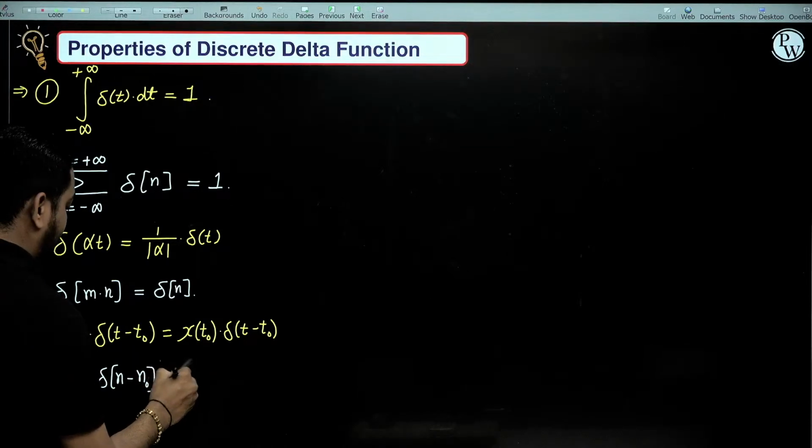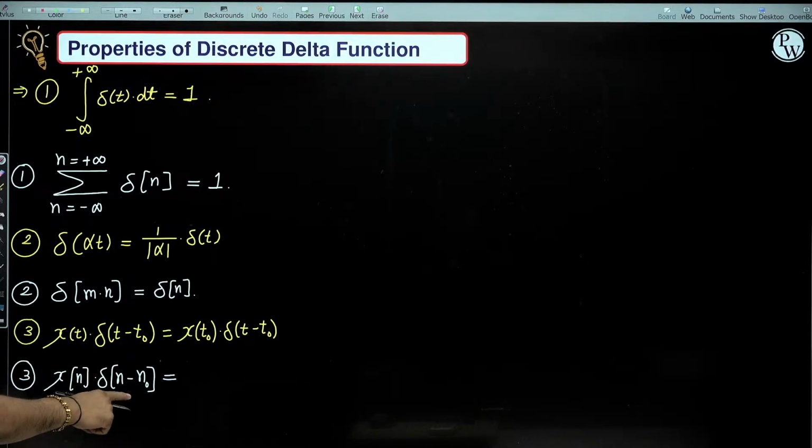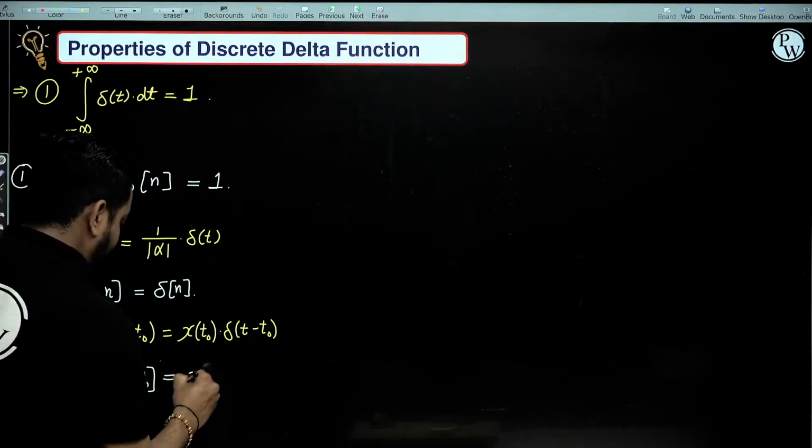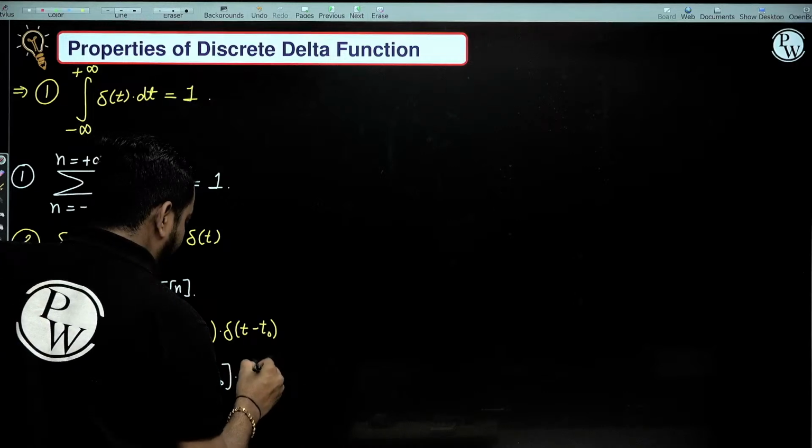So what will be the answer, guys? Correct? X of t, x of n, del t minus t naught, del n minus n naught. This impulse is located at t naught. This impulse is located at n naught. So again, the answer is the same, x of n naught. Buy one get one free, guys. Correct?